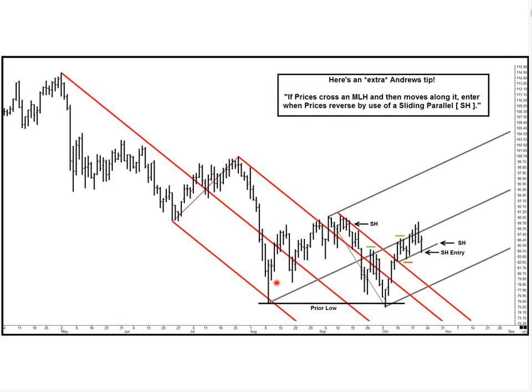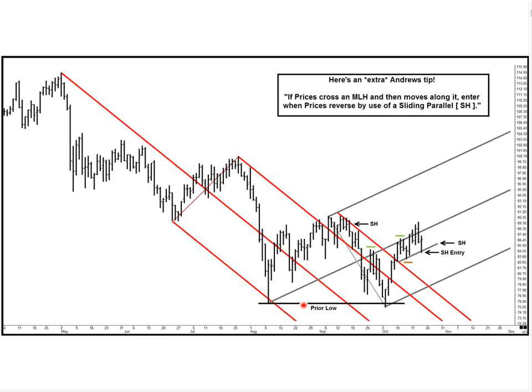As I said, we can draw in a new median line from this low where we tested the lower parallel. The first high outside of the median line, our pullback low. Take a look at our sliding parallel. If we just went long, once we broke out of here, of course we would have got shagged out and left holding the bag. Instead, we wait patiently, we mark our swing highs, swing low, swing high, swing low.